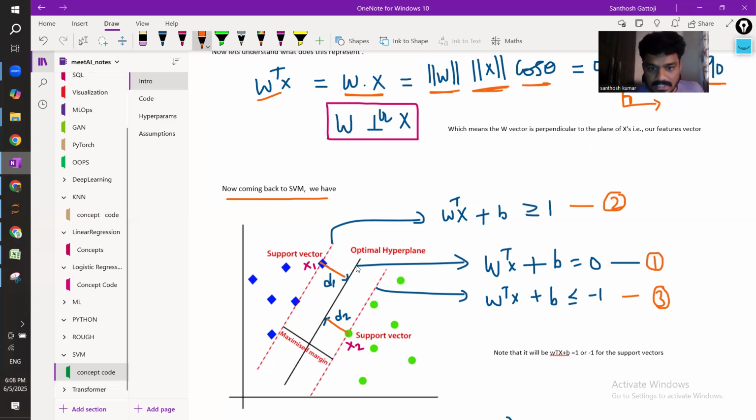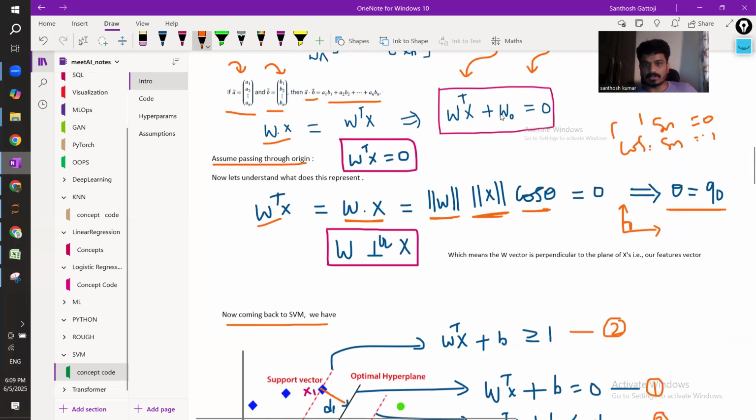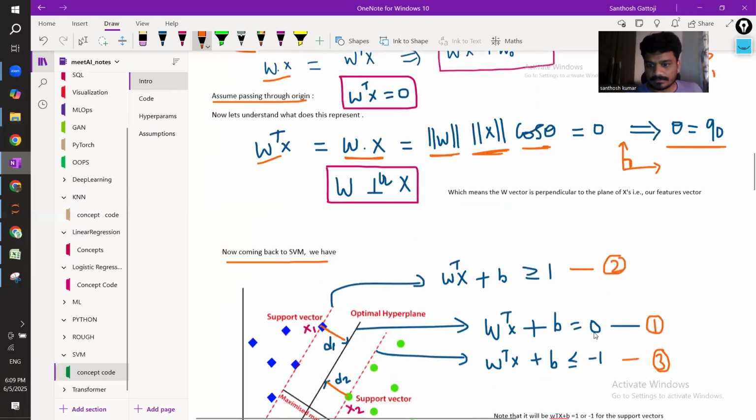Now, if you see this equation of the line, I'm saying Wx plus b equal to 0. General equation, same thing: Wx plus W0, or b, or W naught, equal to 0. If it is passing through the origin, obviously this will be 0. But we don't know, so we are considering this as the equation.